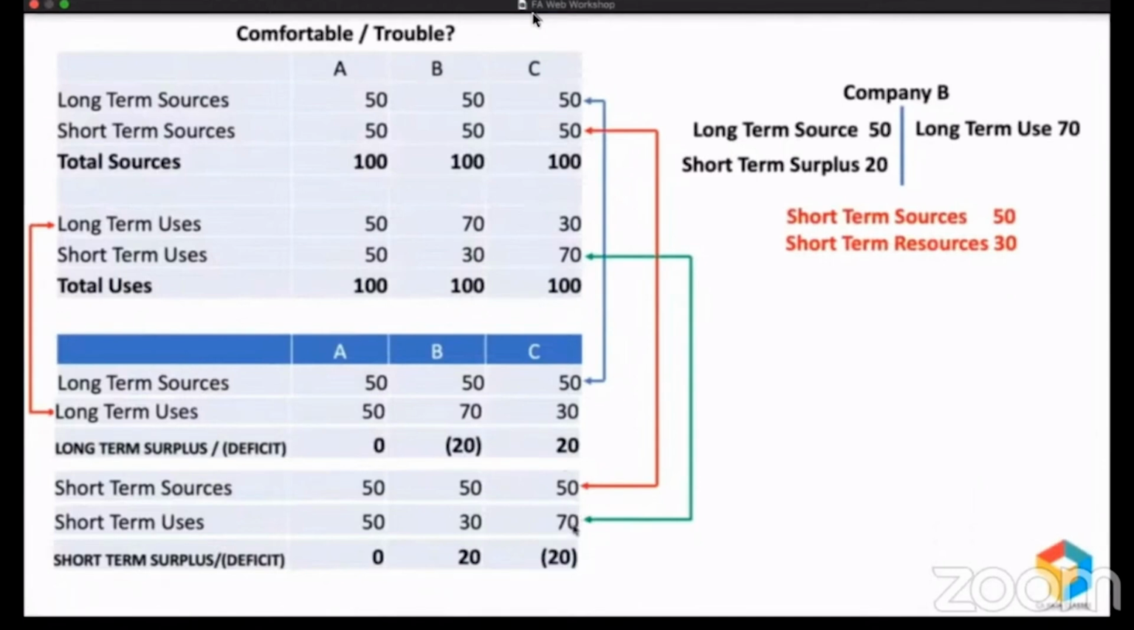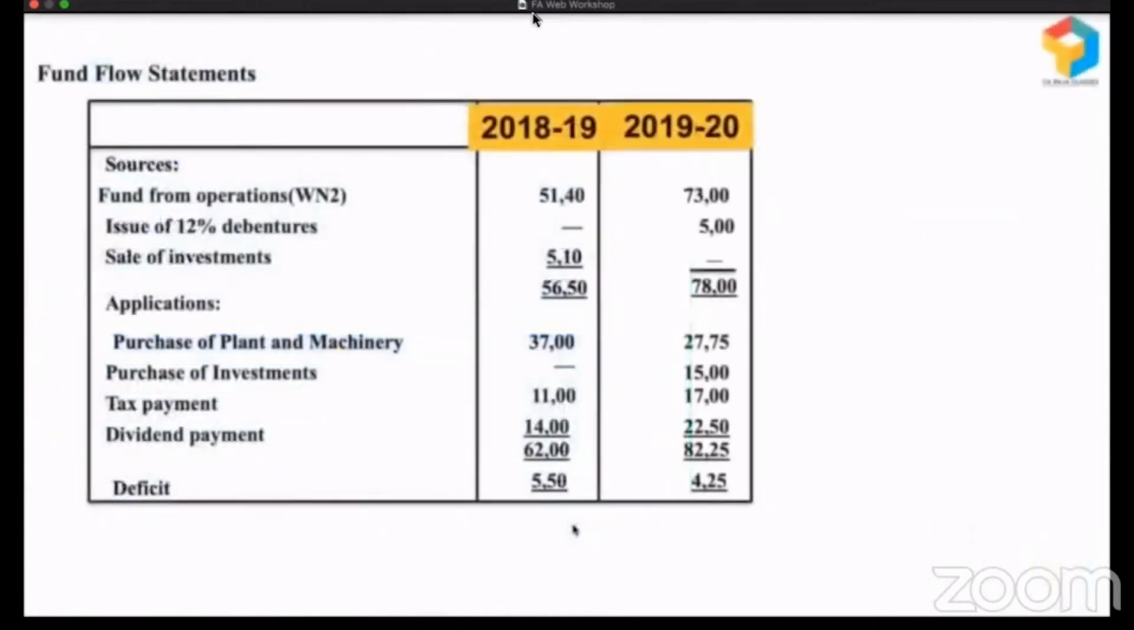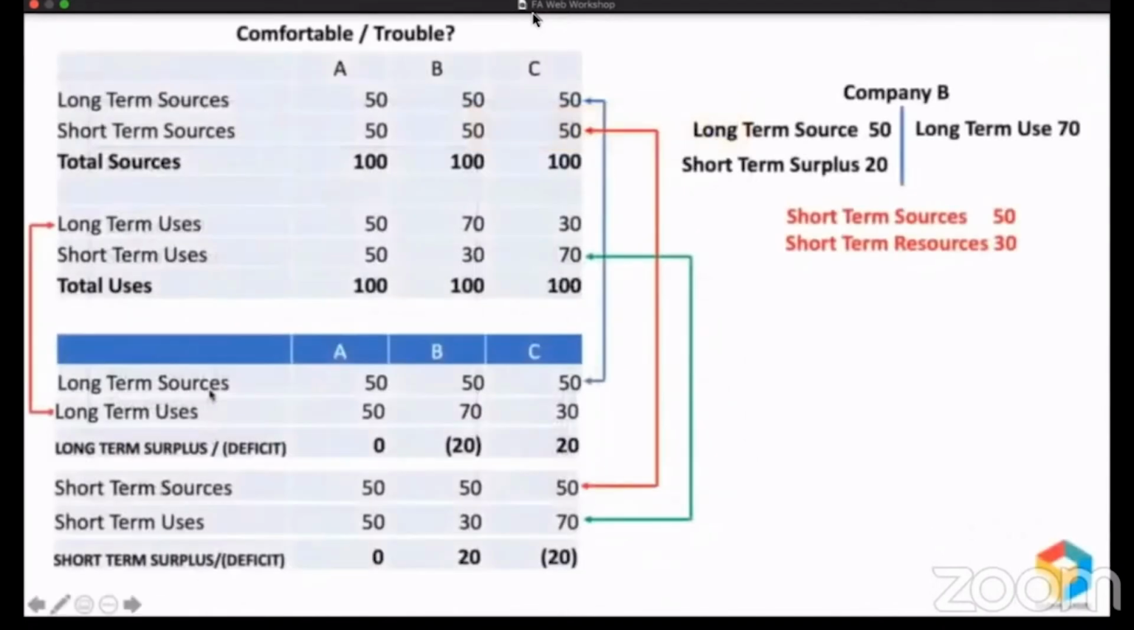Right. So this statement which helped us to get more clarity is the fund flow statement. Let me give you a real life fund flow statement. It will look something like this. It's basically part of it. Look, here you have the sources and here you have the applications. Sources we basically call long-term sources. Applications we call long-term uses, like what we have seen here.